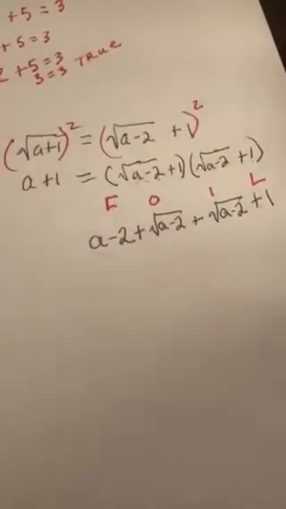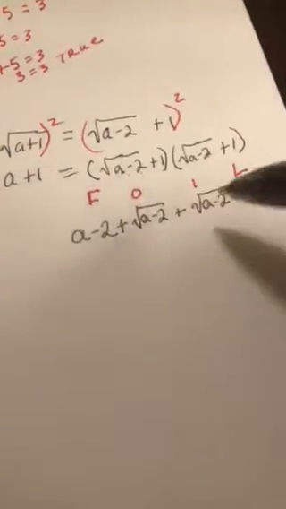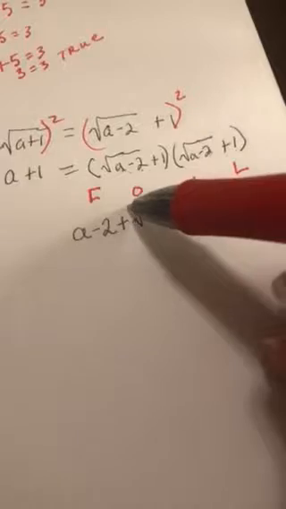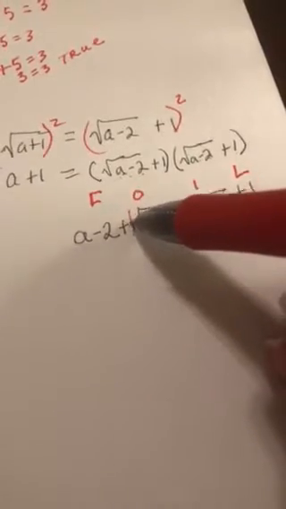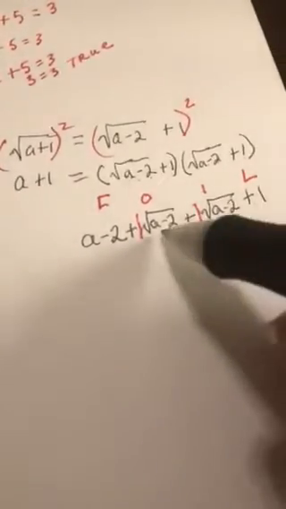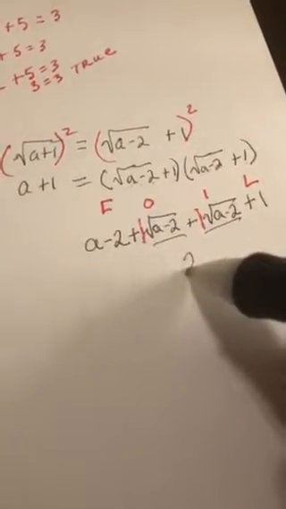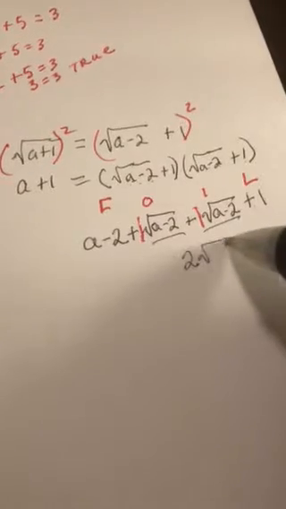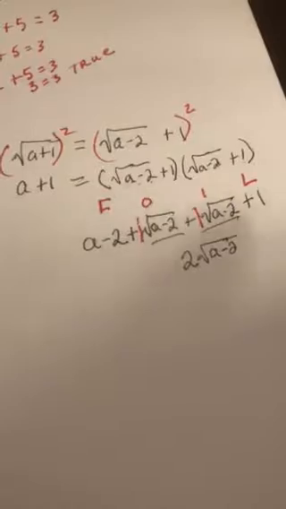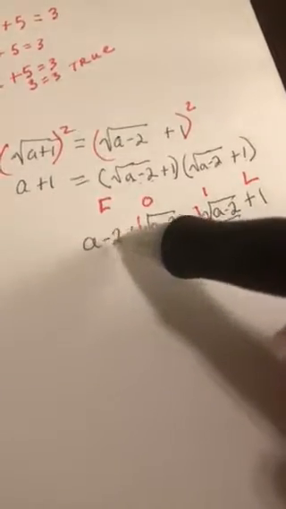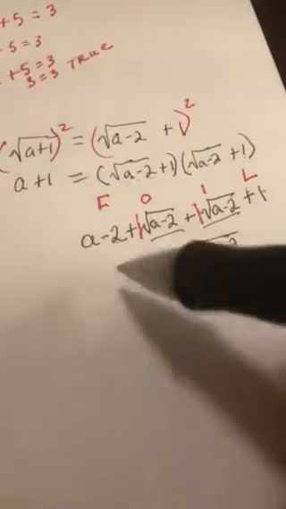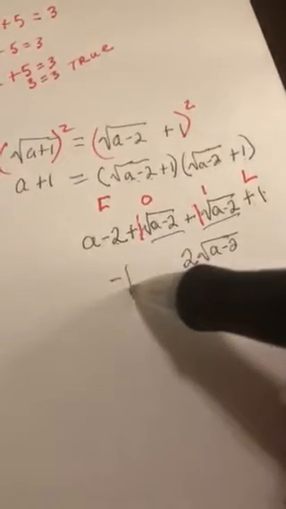All right, now just like with normal problems with FOIL, very often the O and the I are like terms, and sure enough they are. Remember, these are 1s out here, sitting in front of those. So we really have, this part comes together and we have a 2 times the square root of a minus 2 for that part. Then some more like terms. We have a negative 2 here and a positive 1 here. And so we'll call that a negative 1.